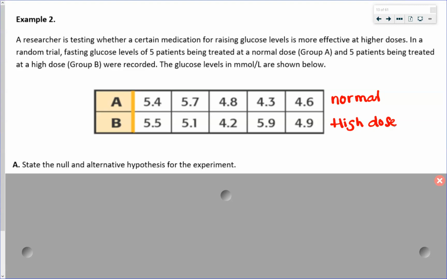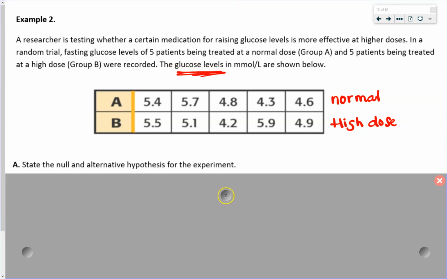And then their glucose levels were recorded below. So let's say our null and our alternate hypothesis. Remember, null means no, and be specific. What are they researching? What are they comparing? Right? They're comparing the glucose levels.